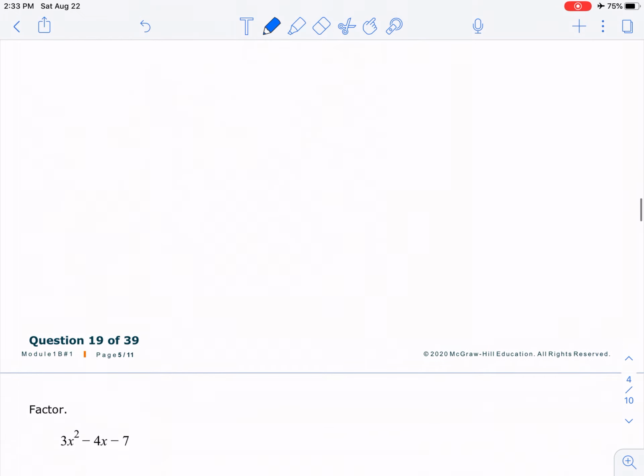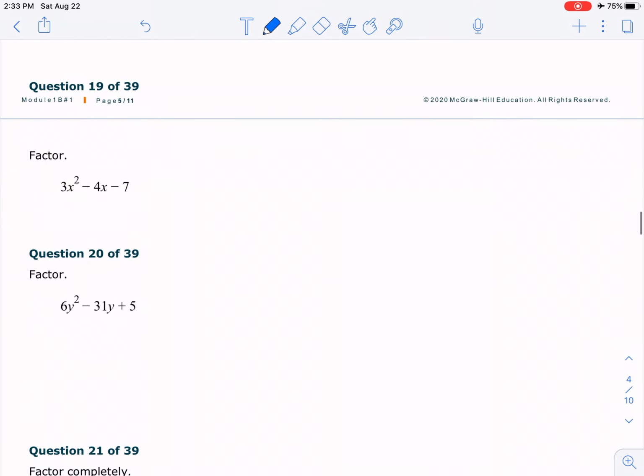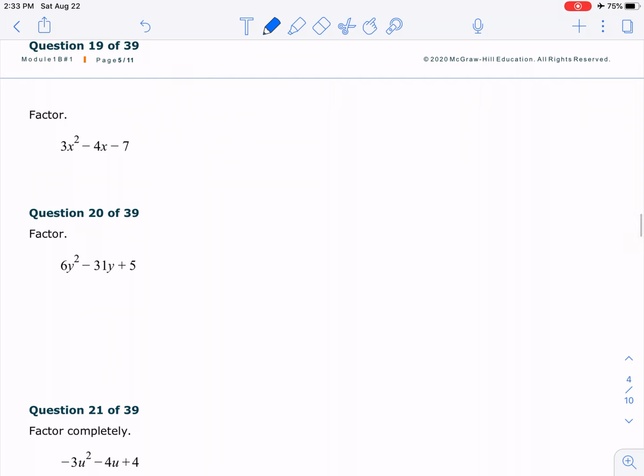All right, moving on to number 19. So we have 3 in front, and 3 is not the GCF. So we're going to get the type B of trinomial here. So a lot of people go with trial and error. Some people use the box method. Some people use the AC method. I'm going to show you my method.